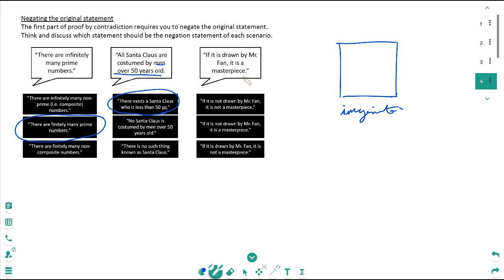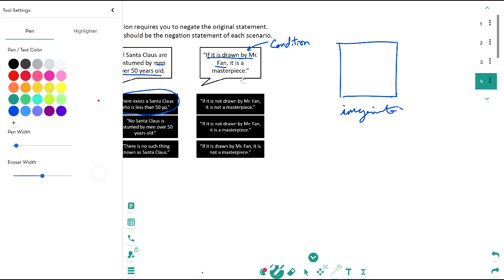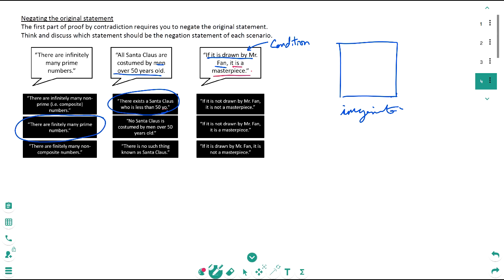Right, anyway, so if it's drawn by Mr. Fan, it's a masterpiece. Now, for this kind of statement, you can break it in two parts. The first part is called the condition. Next, it's a masterpiece. This is a statement, the proving statement, or stuff you want to prove.